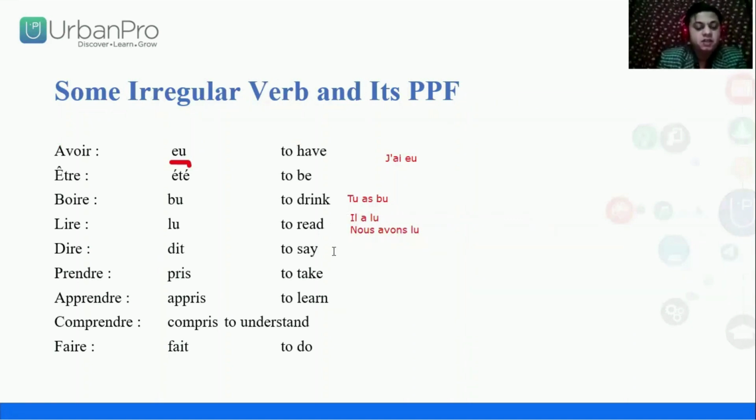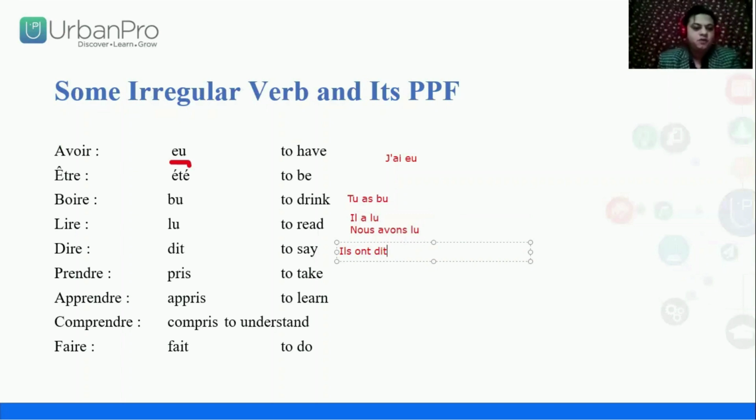You can take it with dire. Dire means to say, and the PPF is dit. You can take it with the third person plural. Ils ont. What will be the right answer? Dit. Dit, that is the PPF. In the same way, while using the PPF, you can do it with any subject.